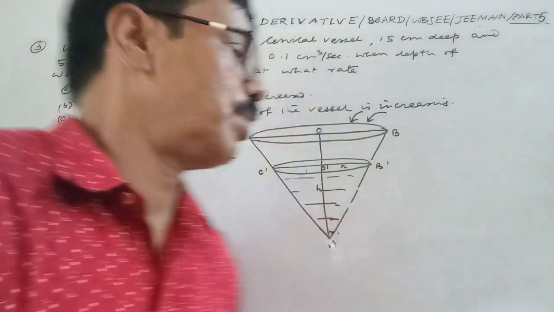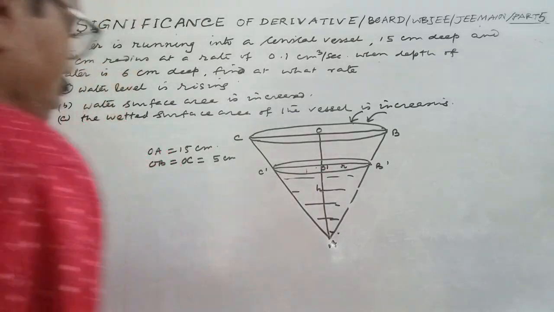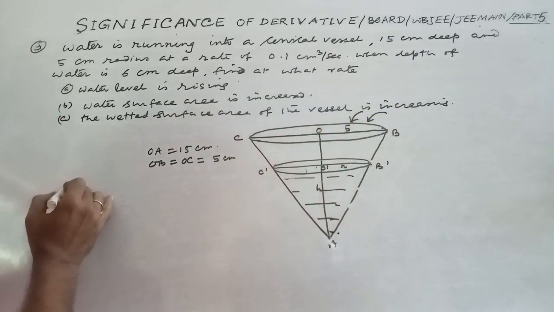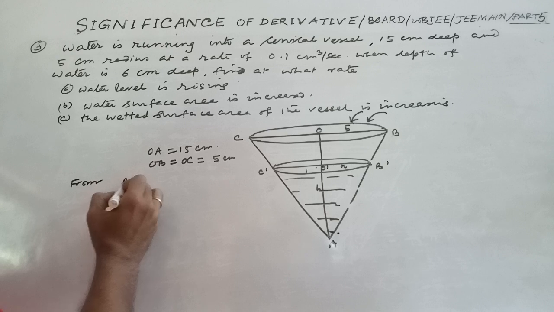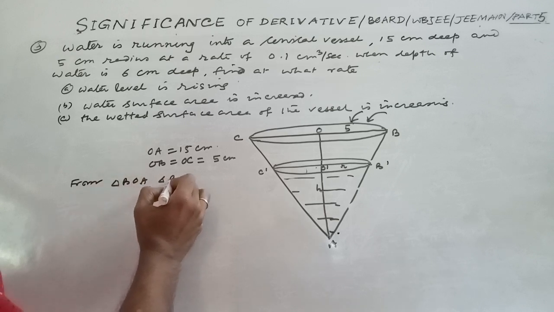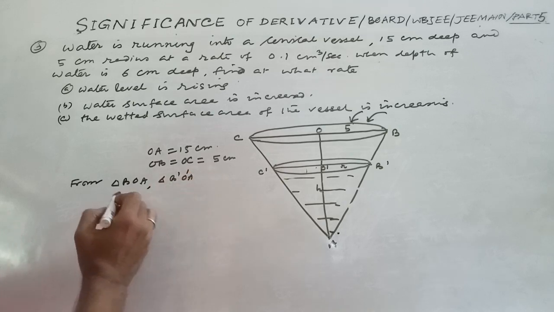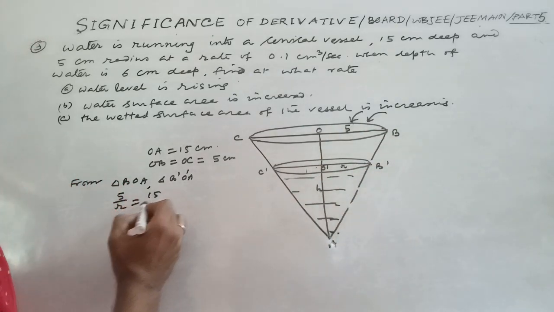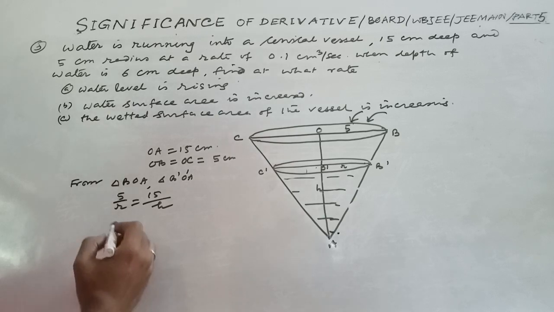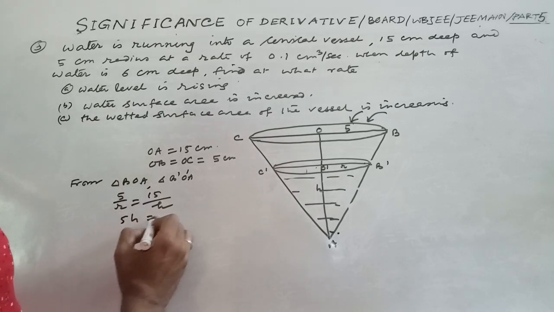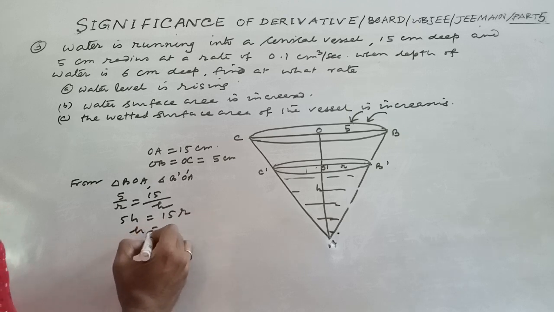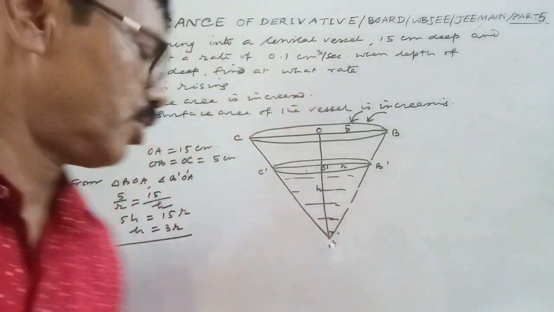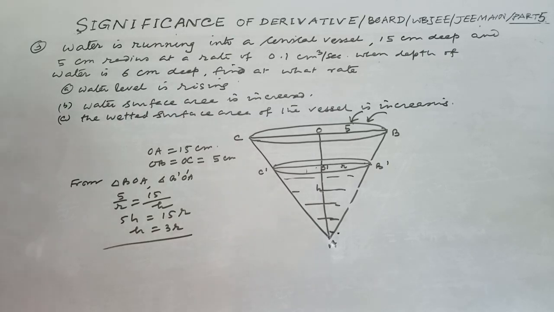So, just like the previous one, now make a relation between R and H. Now, this one is 5. So, from similar triangles BOA and B dash O dash, 5 by R equals 15 by H. So 5H equals 15R, so H equals 3R. So we are getting a relation between H and R.